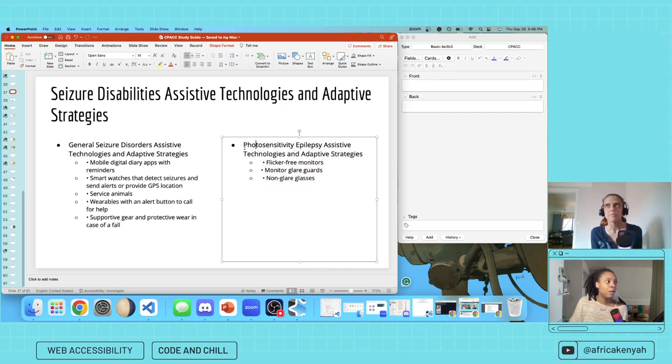It's interesting. For photosensitive epilepsy, these are some of the things that will be helpful: flicker-free monitors. My understanding is you can put a little film over your screen, kind of like how you would do a blue light screen. Monitor glare guards, kind of the same thing. And then the non-glare glasses.